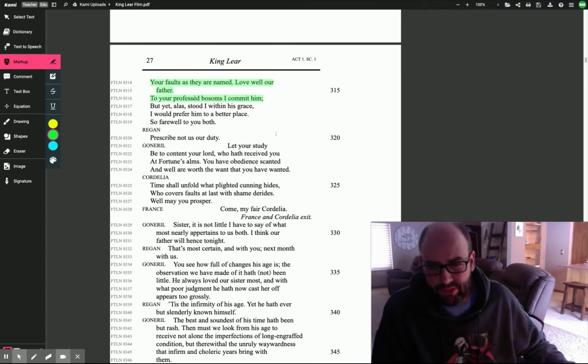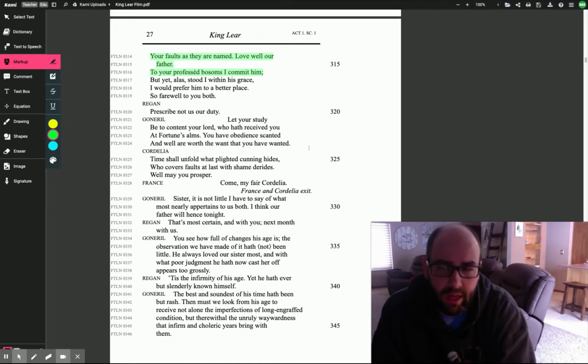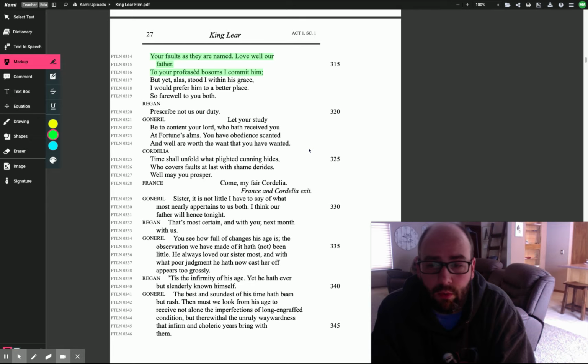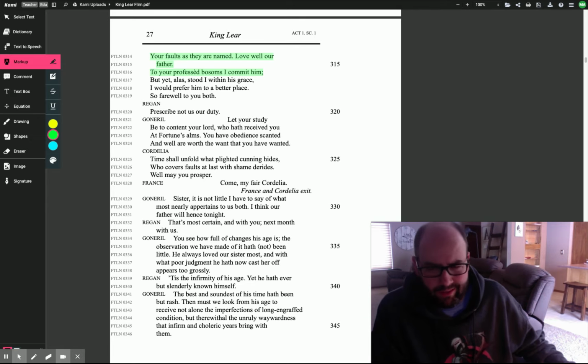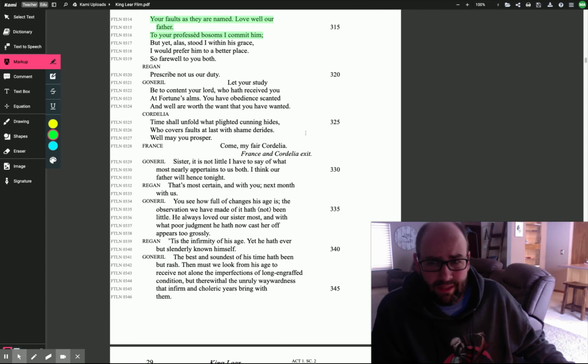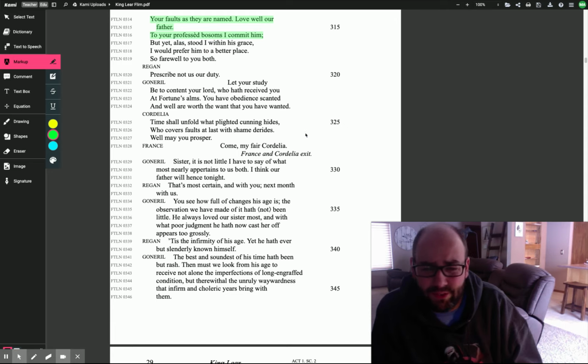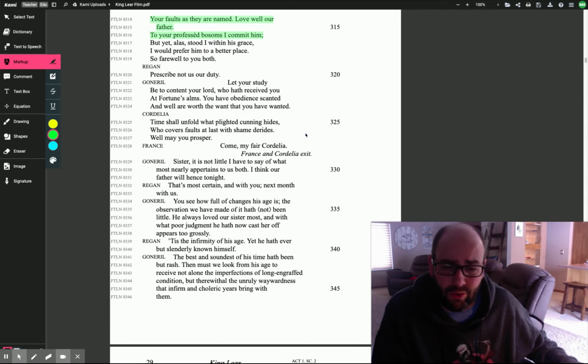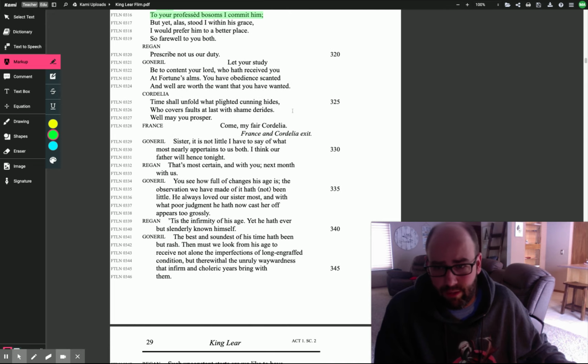Regan says, prescribe us not our duty. Whoa, chill out, Regan. Goneril says, let your study be to content your lord, who hath received you at fortune's alms. You have obedience scanted, and well are worth the want that you have wanted. That's pretty messed up too, right? Let your study be to content your lord. Don't tell us what to do. Like Goneril saying, don't tell us what to do, Cordelia. We got this handled. You need to go learn how to be a housewife now.